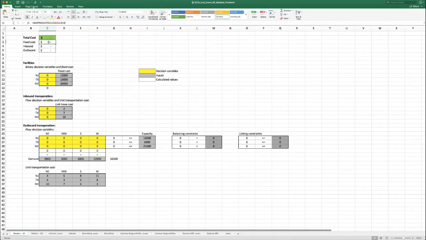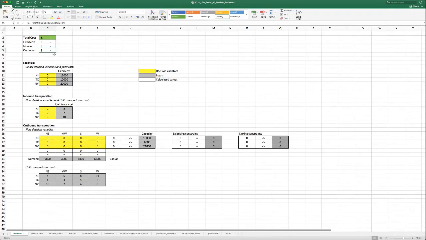Here we have the fixed cost, and the fixed cost just takes into consideration the binary variables and the fixed cost of each DC. Then we have the inbound, and then we have the outbound transportation. So this template is basically divided in three sections.